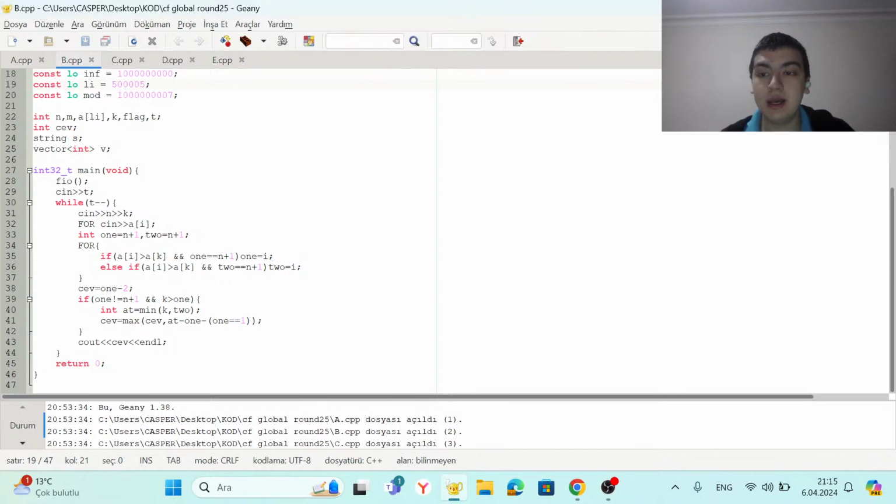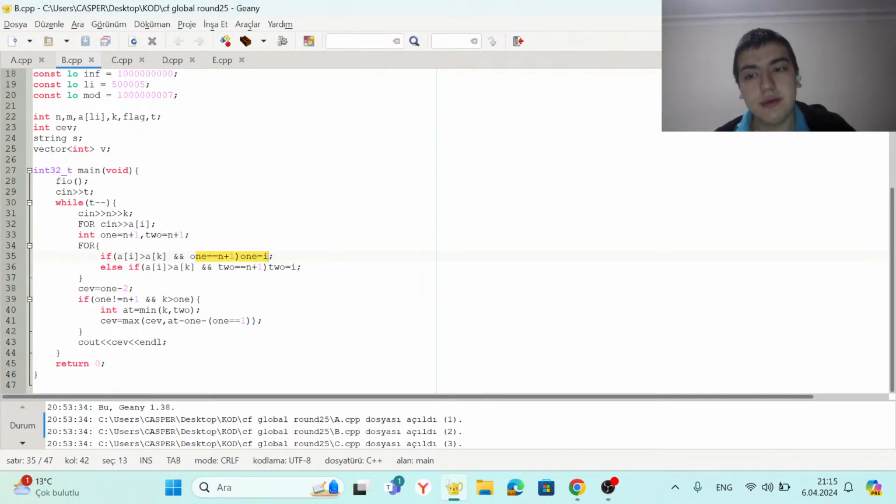Firstly, I'm finding the leftmost element that is greater than our cow, and the second leftmost element on the left which is greater than us, and I'm finding them by iterating. If A[i] is greater than A[k] and l1 is equal to n plus 1, I'm saying l1 is equal to i.